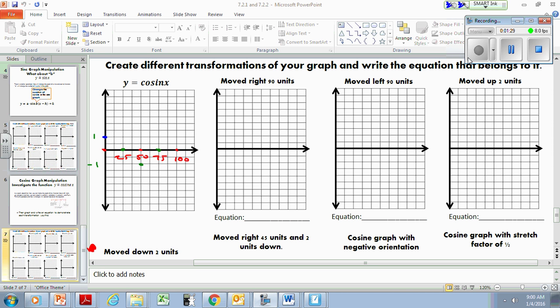In any case, it starts high, cosine does, and above 100 it ends up high.